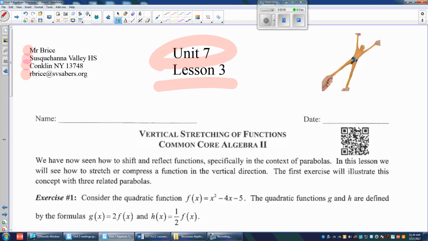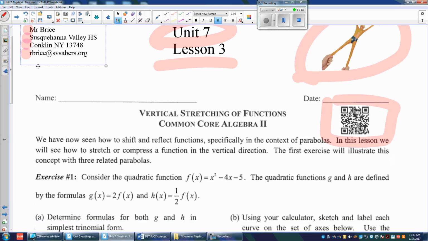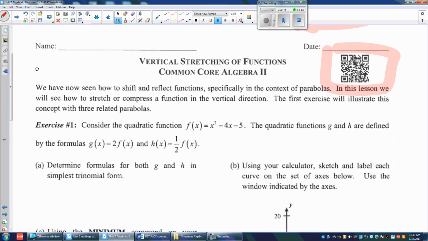We're doing Unit 7, Lesson 3, Stretch Armstrong. We're going to be stretching functions. If you don't understand what I'm saying, there's the genius who wrote the worksheets, and he explains it. Just scan that QR code. So, vertical stretching of functions. Okay, we shifted things to left and right, up and down, but that doesn't change the dilation. Okay, we're going to be stretching it.